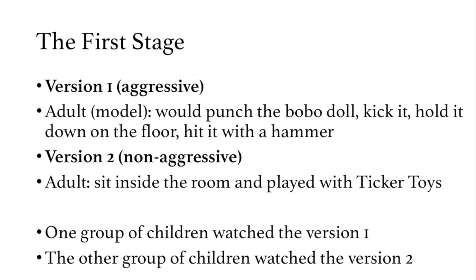Then what Albert Bandura did was let a group of children watch the scene of an adult beating and kicking the Bobo doll, which was version 1. The other group of children would watch the non-aggressive version, which was version 2. Later, he brought these children into a room with many toys, including a Bobo doll, and observed the children's reaction to the Bobo doll.